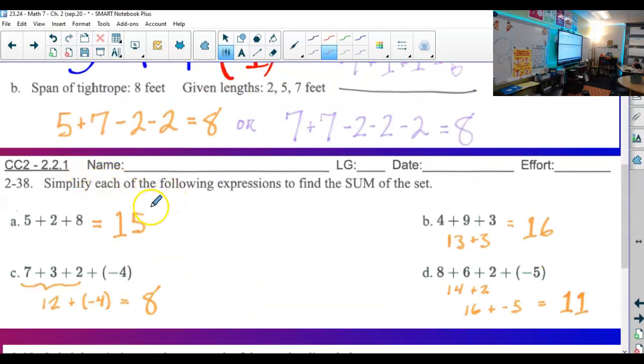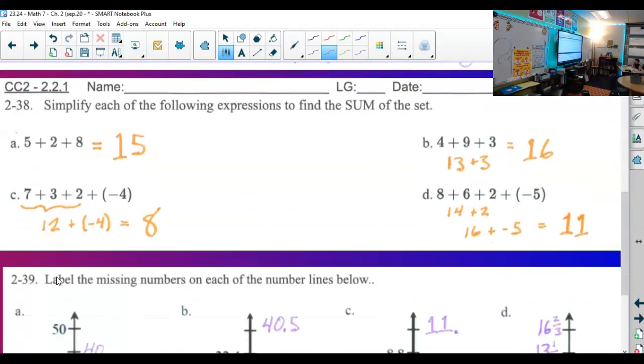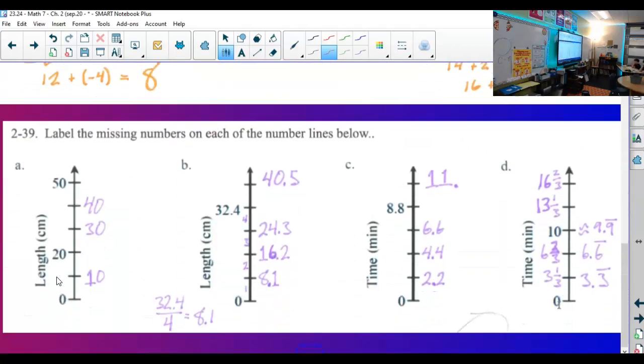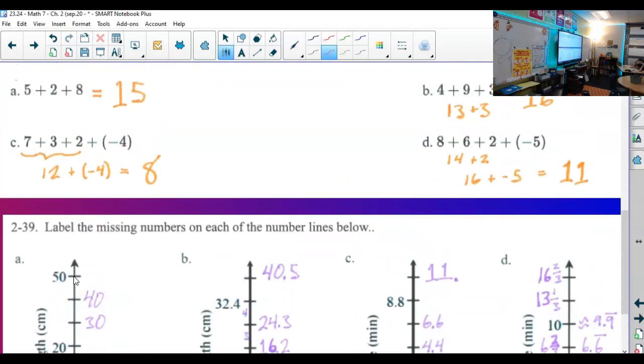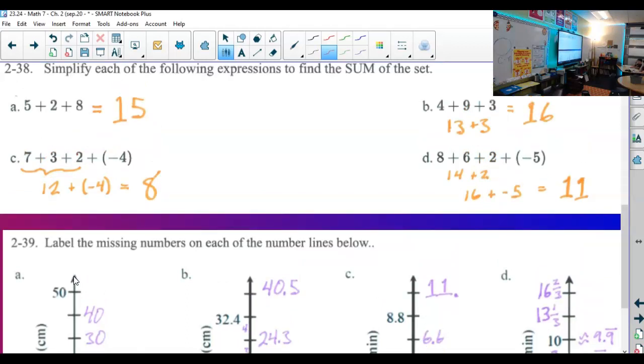Simplify to find the sum. Guys, this just means do the math. What I would encourage you to do is group up positives, group up negatives, and then put them together. Our number lines, I'm not going slow. I need help with C and D. I doubt you actually need help. So if we group up the positives, I bet you could add 7 plus 3 plus 2.